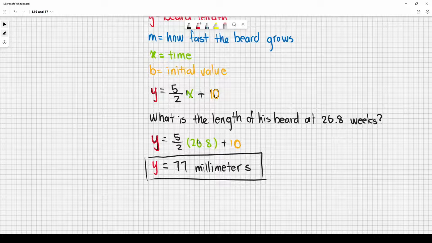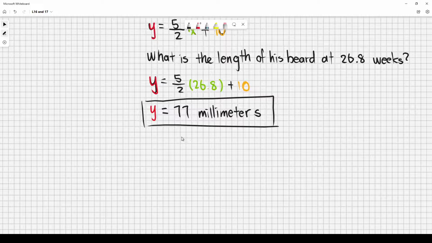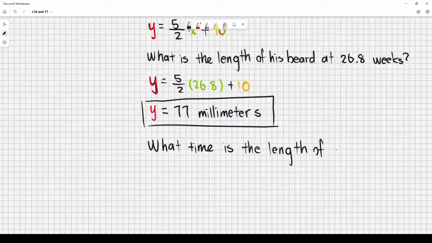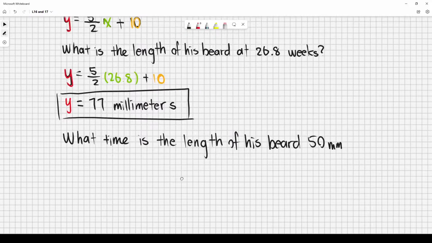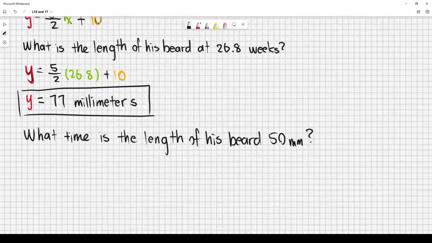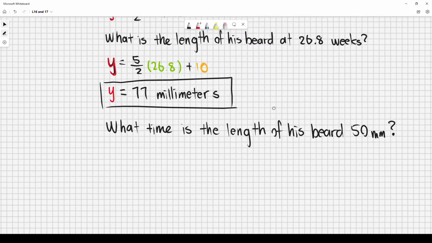And you can actually do this the other way around as well. Here, I'll ask you this now then. So using this, I plug in the x value, but what about this? At what time is the length of his beard 50 millimeters? So that's my question to you.